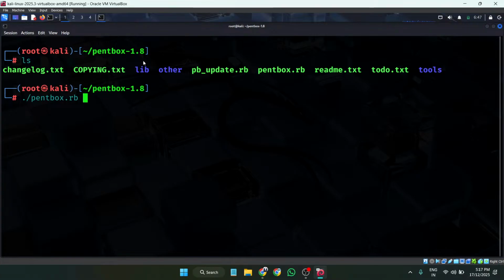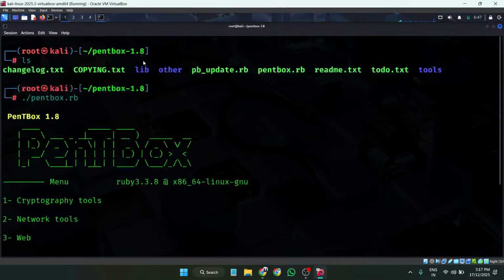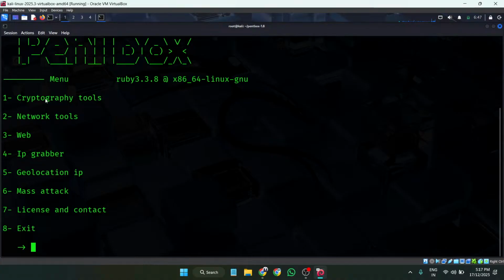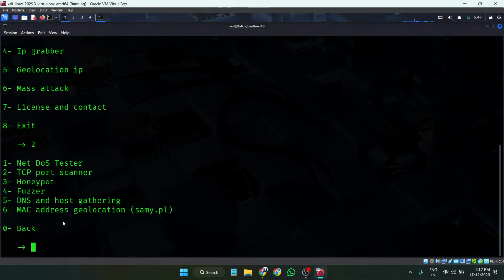Okay, let's continue now. When I hit enter, here you can see it's asking me, do you need cryptographic tools, network tools, web tools, IP grabber tools? So basically your honeypot is for your network. Okay, so we are going to use the network tools. So I'm going to select the second option.